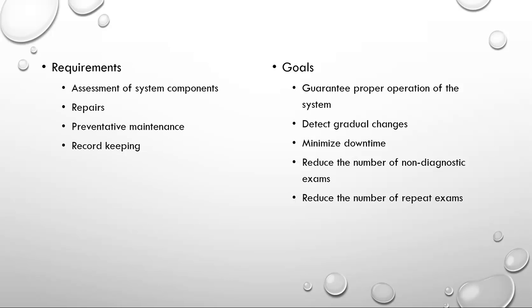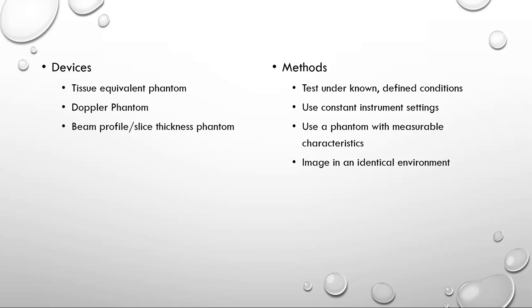Some of the devices used in quality assurance include the tissue equivalent phantom, the Doppler phantom, and the beam profile slice thickness phantom. The AIUM 100 millimeter test object was used for many years, but is now primarily only used by engineers and technicians that are designing and building the equipment or maintaining the equipment. Methods of quality assurance are to test under known defined conditions, do it consistently, use constant instrument settings, use a phantom with measurable characteristics, and to image in an identical environment each time.